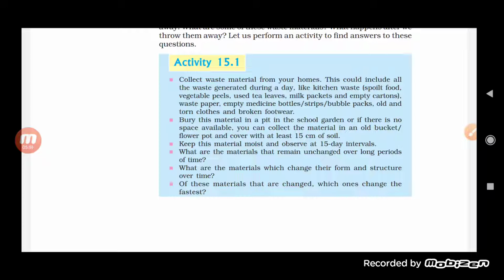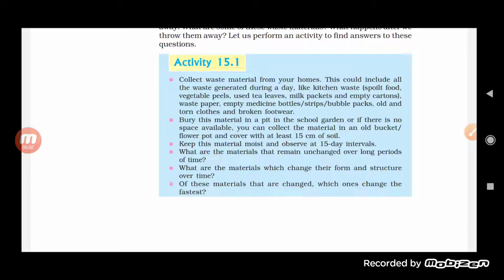You know that this is a process by which we form compost. In the composting process also we dig a pit, dump all the material into it, and cover it with soil.